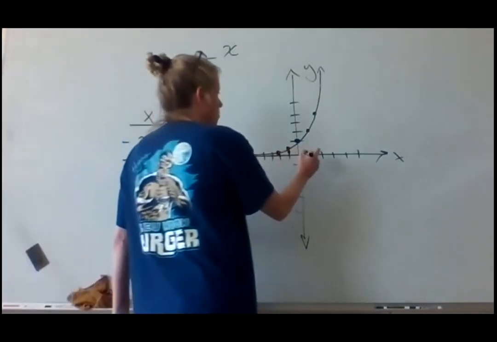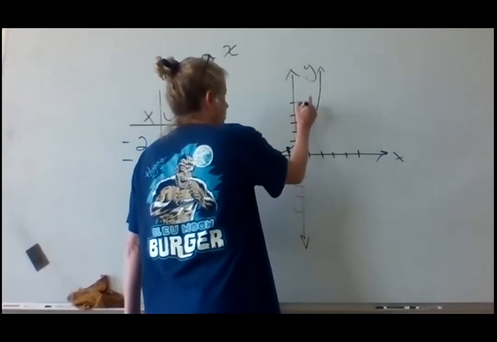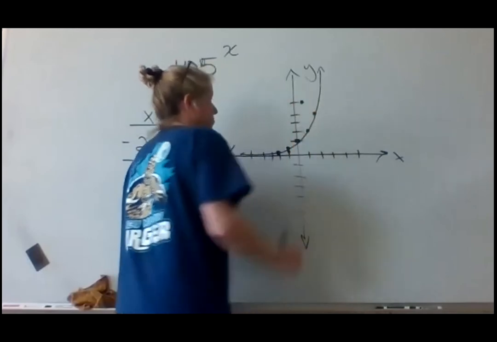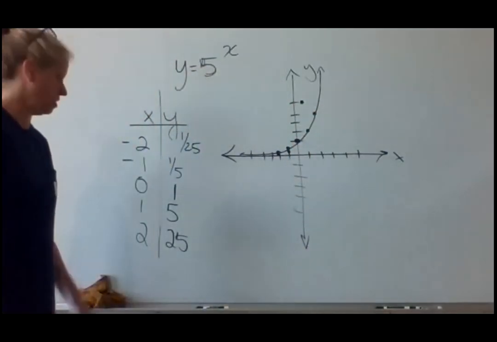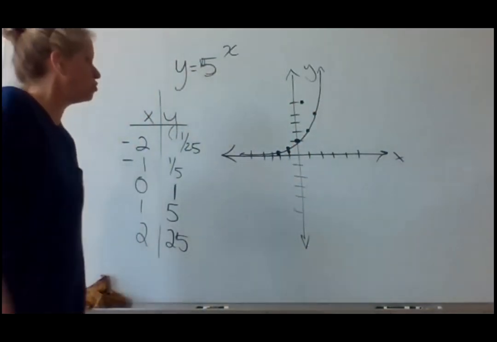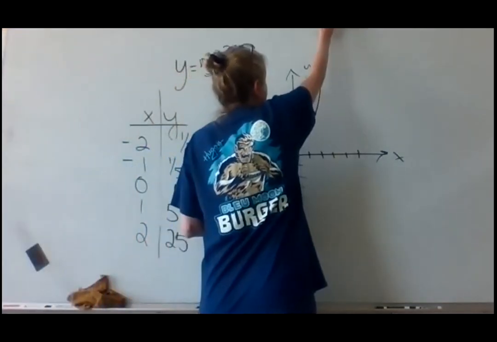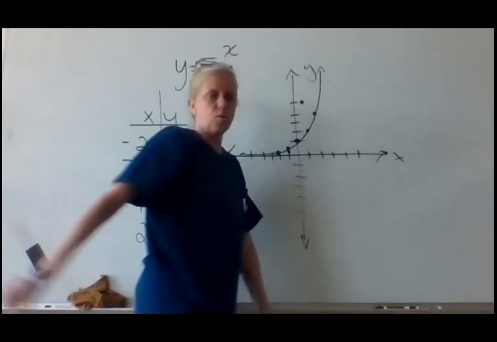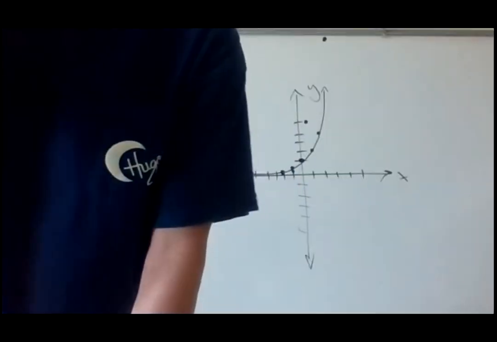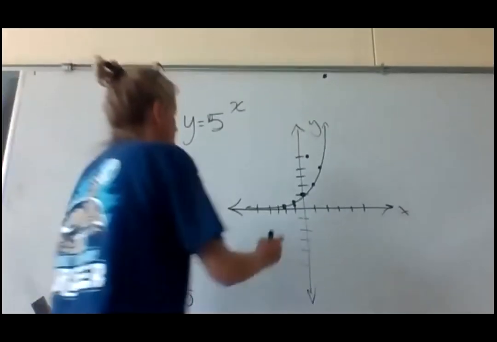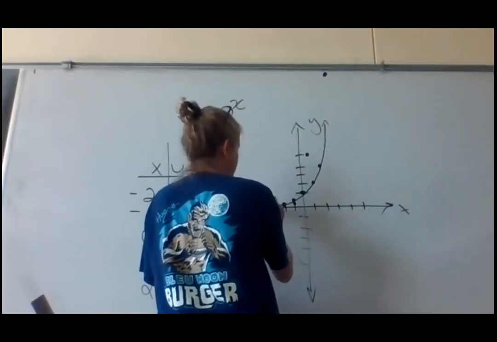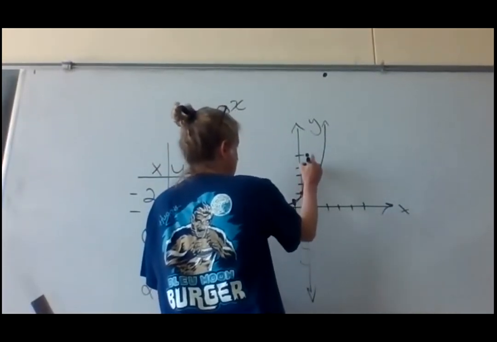To the right one, up 1, 2, 3, 4, 5. And the last one, 2, 25. Where's that going to be? To the right 2, and then up 25. So all the way up to where I can't even see it on this graph. So this is what this graph is going to look like if I connect those points.